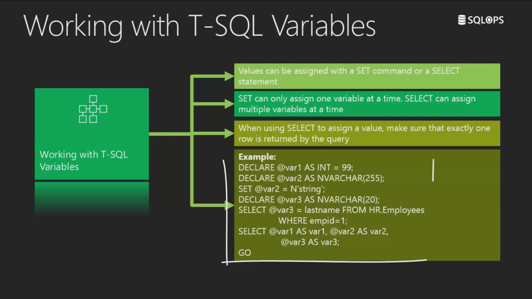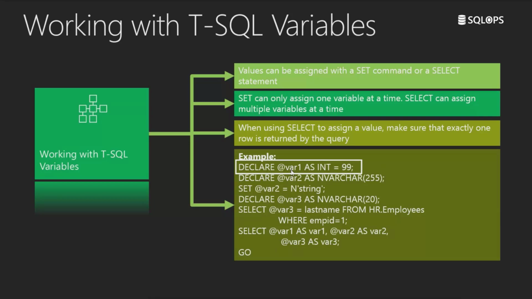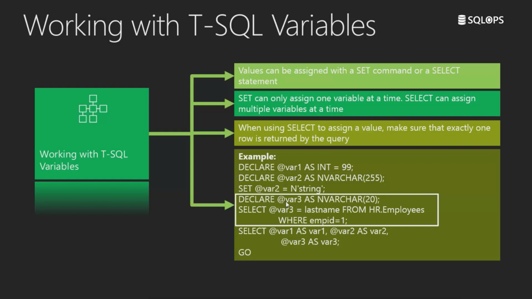Let's take a look at this example. This example shows 3 ways of declaring and assigning values to variables. In the first declare statement, variable 1 is declared as int data type and assigned a value of 99 in the same declare statement. In the second declare statement, variable 2 is declared as nvarchar data type, and then we are using the set statement to assign the value of string to variable 2. In the third declare statement, variable 3 is declared as nvarchar data type, and we are using the select statement to assign the value to variable 3.